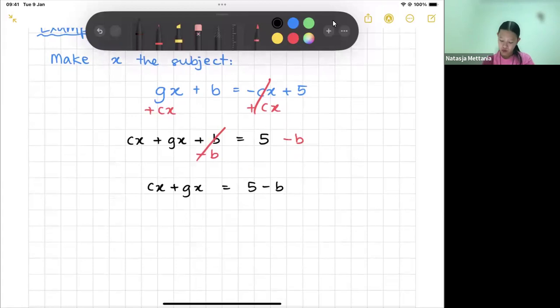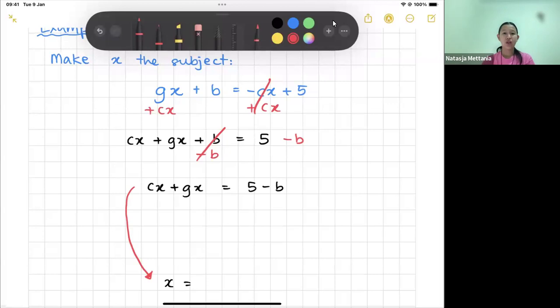Now, I want my goal to be to make x the subject. So it means x equals something. Now, how do I get from this line to the final goal? Well, I've got cx plus gx on the left-hand side.